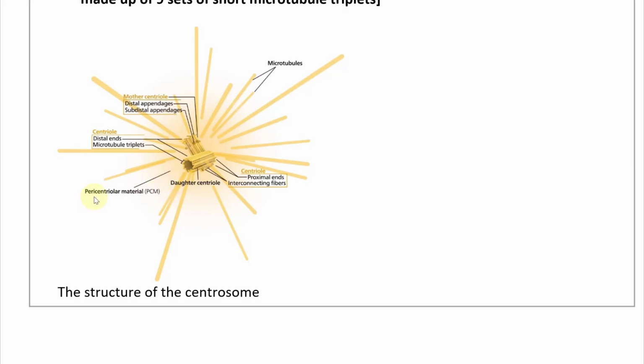And then there is this paracentriole material, and there are these interconnecting fibers all across there, and these microtubules that shoot out from that.